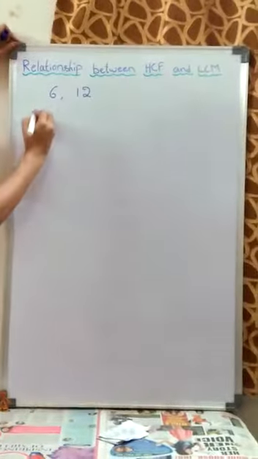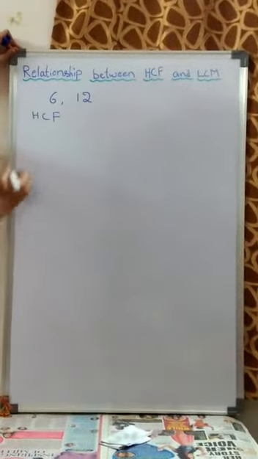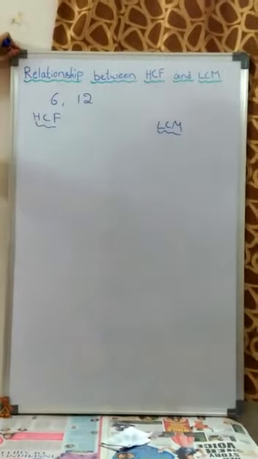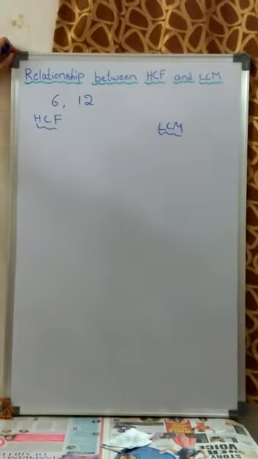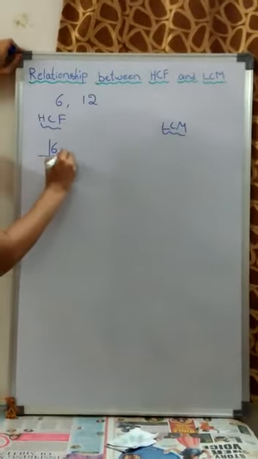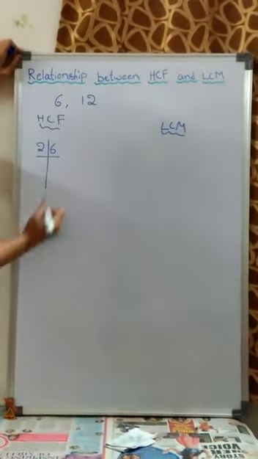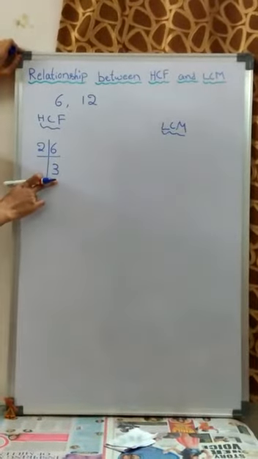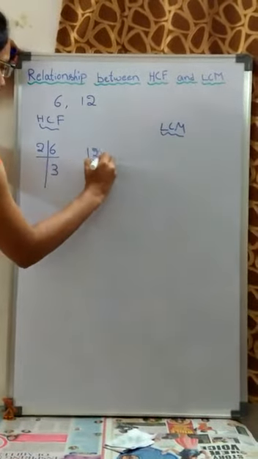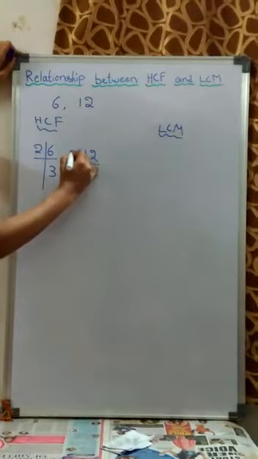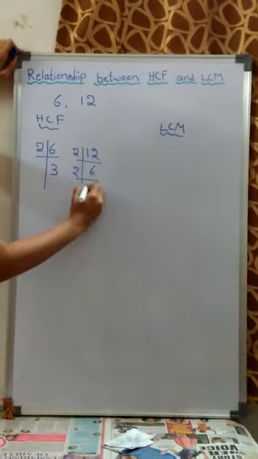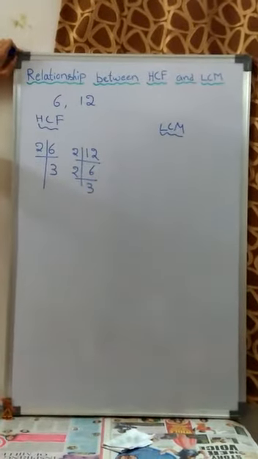Now, in order to find the relationship, we have to find the HCF for these two numbers as well as the LCM for these two numbers. First of all, I am going to find the HCF by using the prime factorization method. So, here I am taking 6, and 6 is there in the 2 table for 3 times. As 3 is a prime number, I am stopping here. Next, I am going to take 12. When I consider 12, here also I am taking 2. In the 2 table, 12 will come for 6 times. Again 2 I am taking. In the 2 table, 6 will come for 3 times.